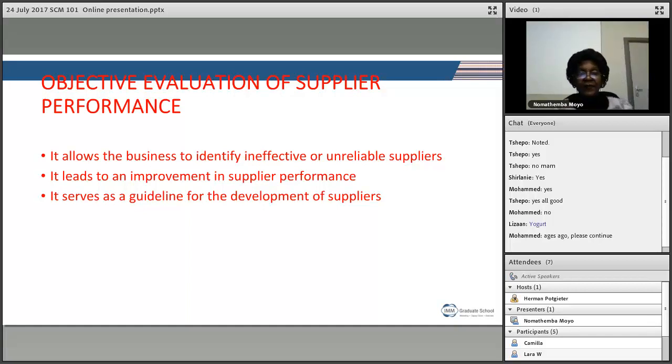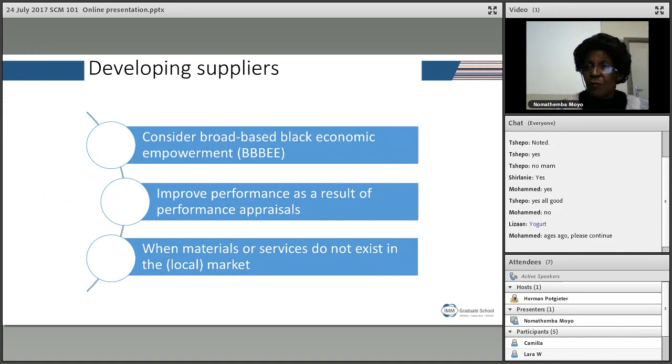So, objective evaluation of supplier performance. Why supplier performance? It allows the business to identify ineffective or unreliable suppliers. If you have your supplier performance evaluation, it will help you to know who are the ones that are not the best. It leads to an improvement in supplier performance. If they know that you evaluate them, they will always try by all means to do their best, because they will lose contracts if they don't satisfy whoever is evaluating them. It serves as a guideline for the development of suppliers.